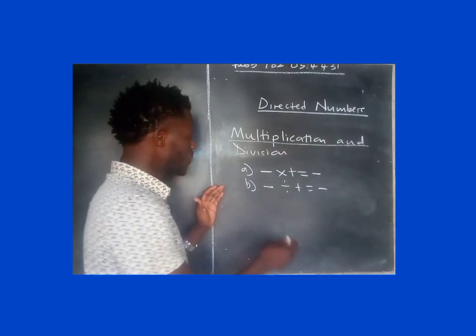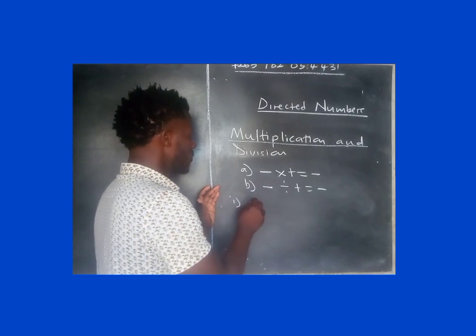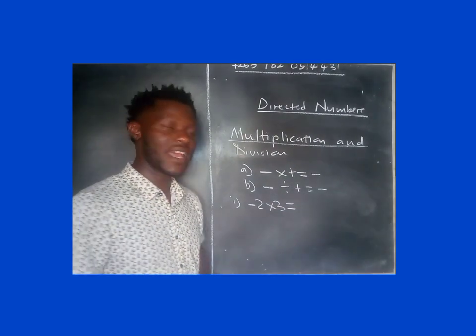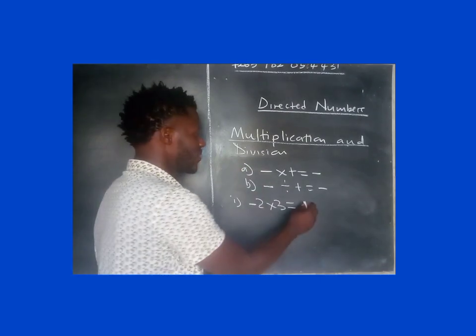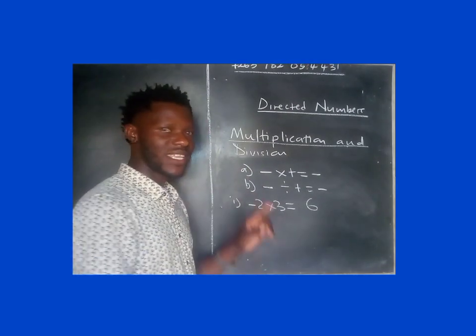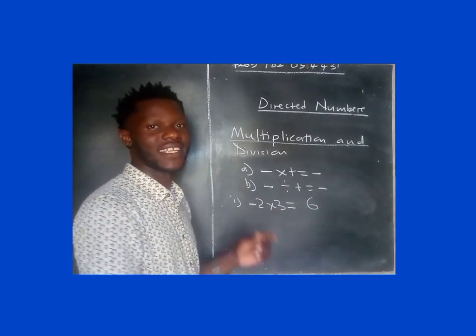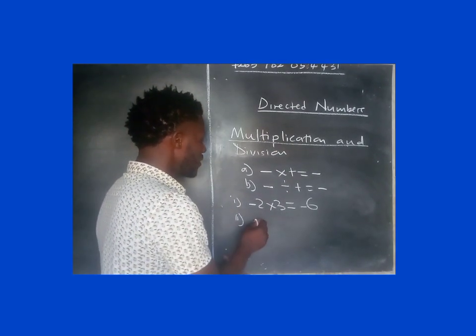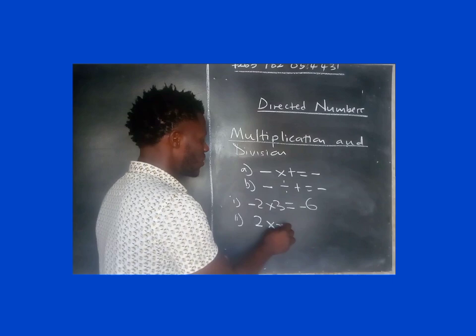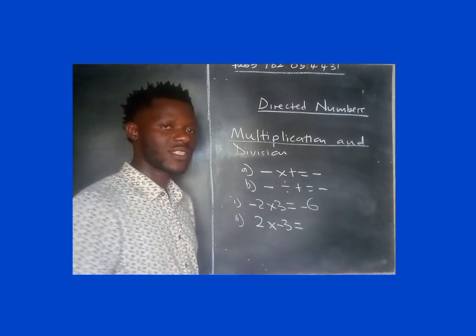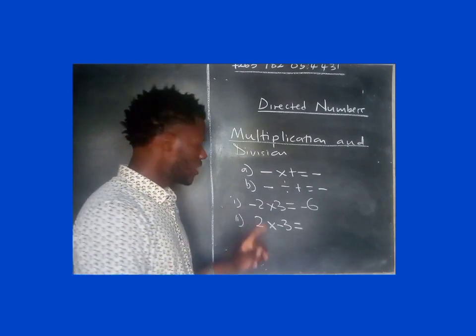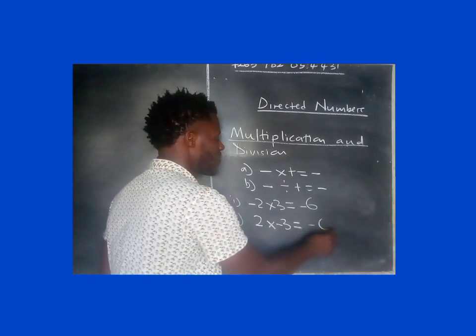For instance, suppose we have item 1, minus 2 times 3. You multiply 2 times 3, then you get 6. But just because they have different signs, you get a negative answer, that is minus 6. The same applies even if it is 2 times minus 3. As long as you are multiplying numbers with different signs, you get a negative product. 2 times minus 3, you get minus 6.